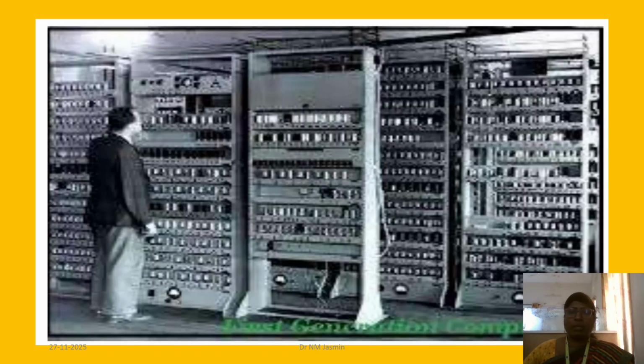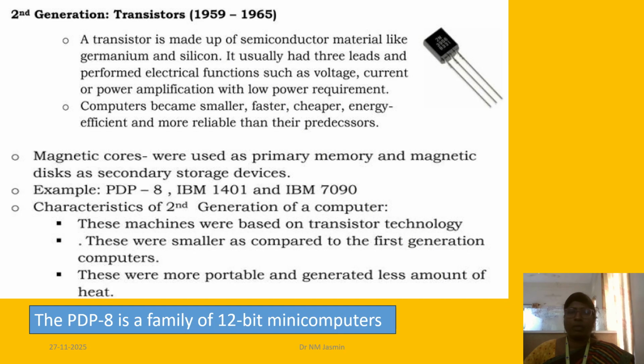If you can observe here, this is the first generation computer, where it occupies the whole room. Next, come to the second generation, which we can also call the transistor generation, for the period of 1959 up to 1965.